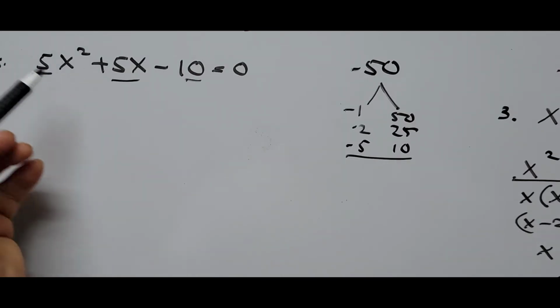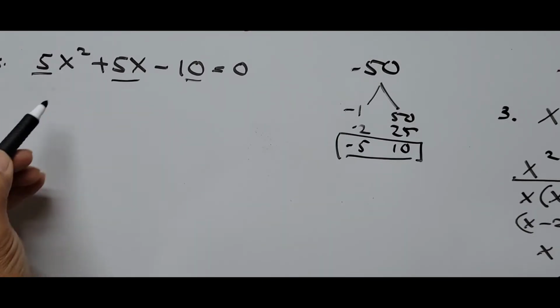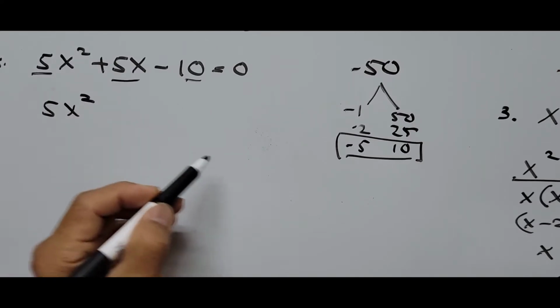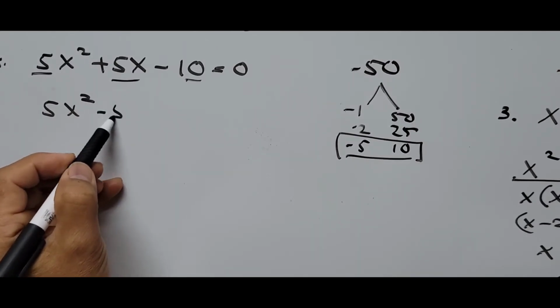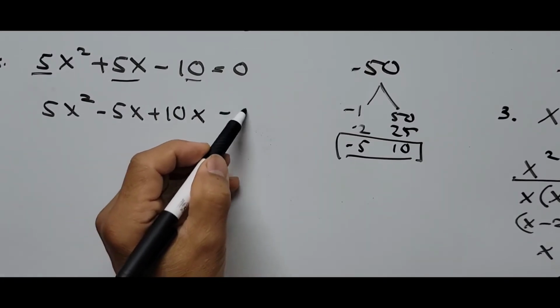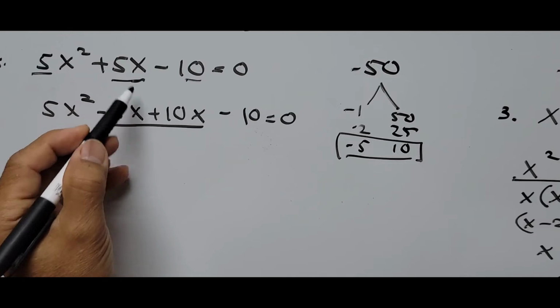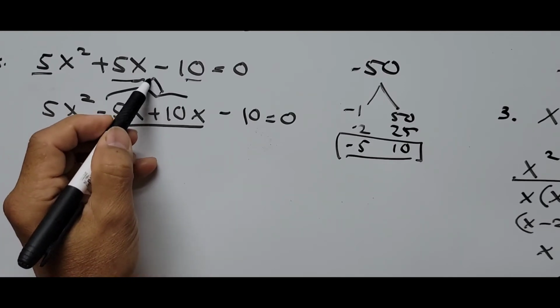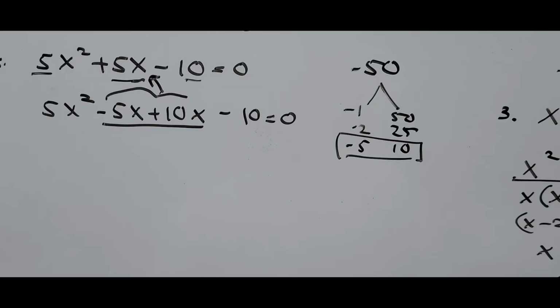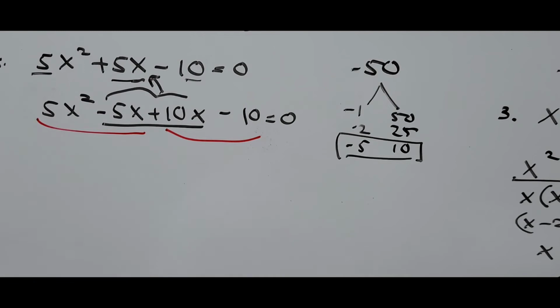Since the sign of the middle term is positive, we'll be having this. So that is 5x squared, minus 5x plus 10x minus 10 equals 0. If you add this up, 10 minus 5 is 5x, so these two yield that second term. Same way, we're going to group these together and get the factors of those.